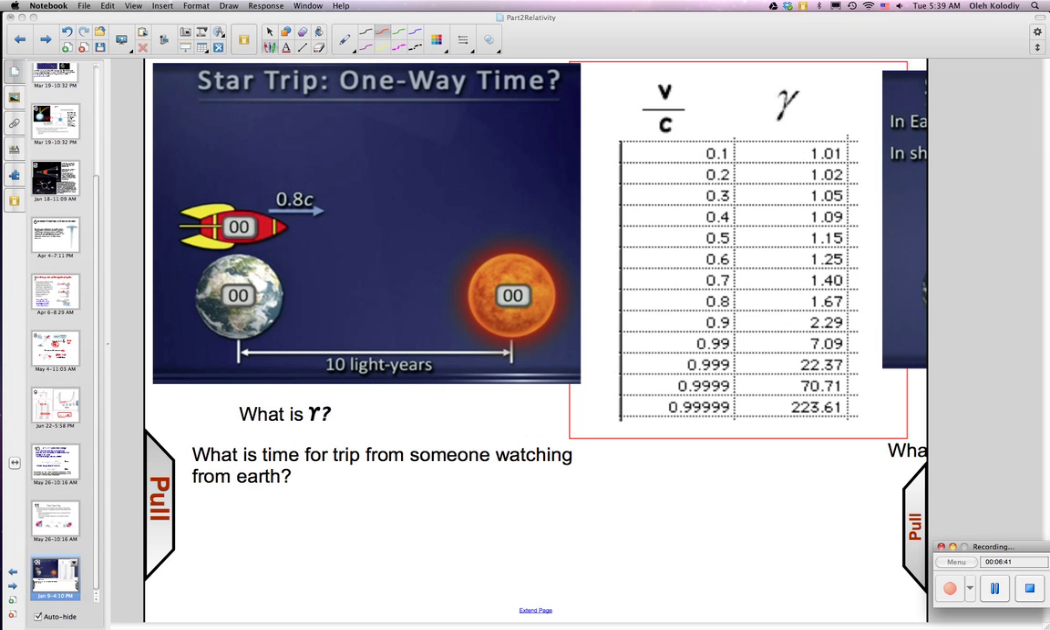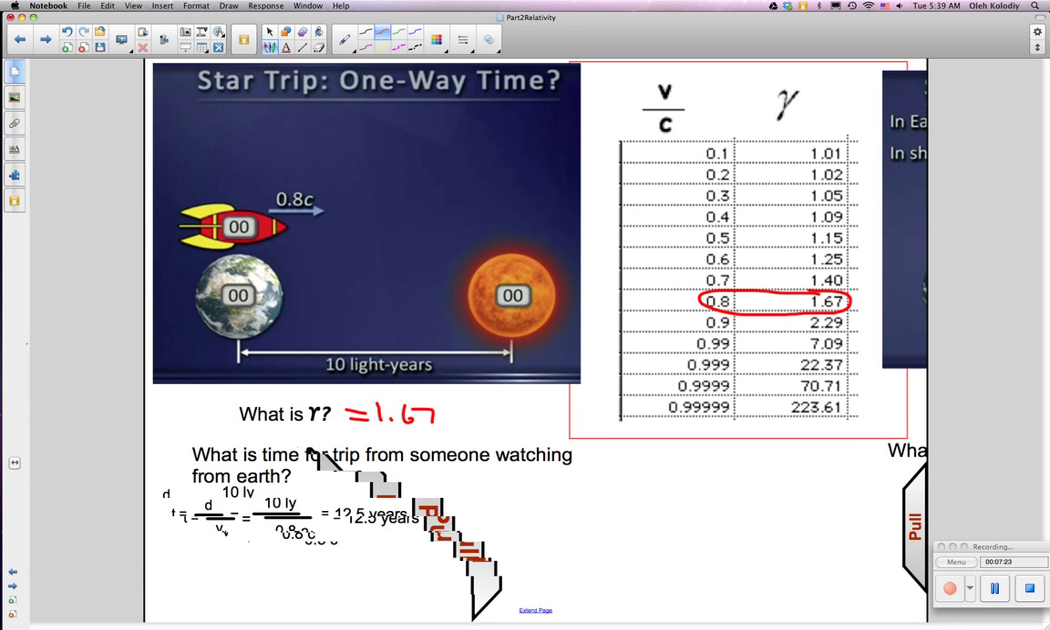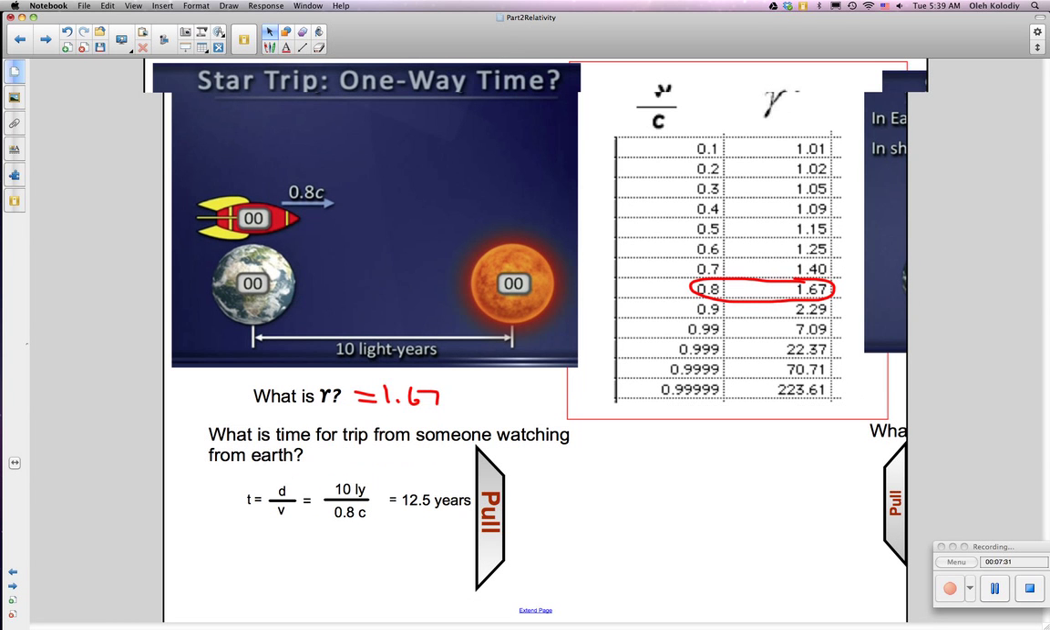Let's consider the following problem. The twin is traveling to another star which is 10 light years away, and he's traveling at 80% the speed of light. First of all, let's answer the question, inside that rocket ship, what is his gamma factor? If we look at the chart on the right, we will see that at 80% of the speed of light, gamma is 1.67. So the gamma factor is 1.67.